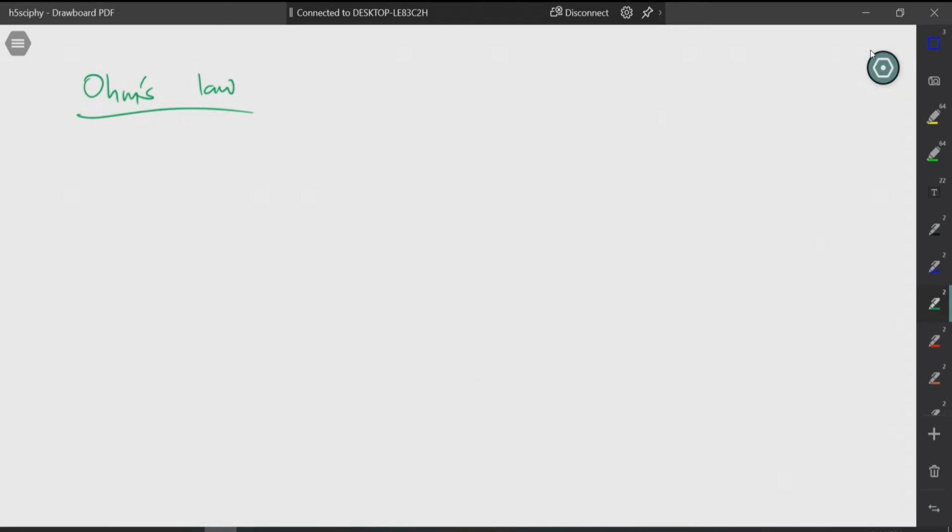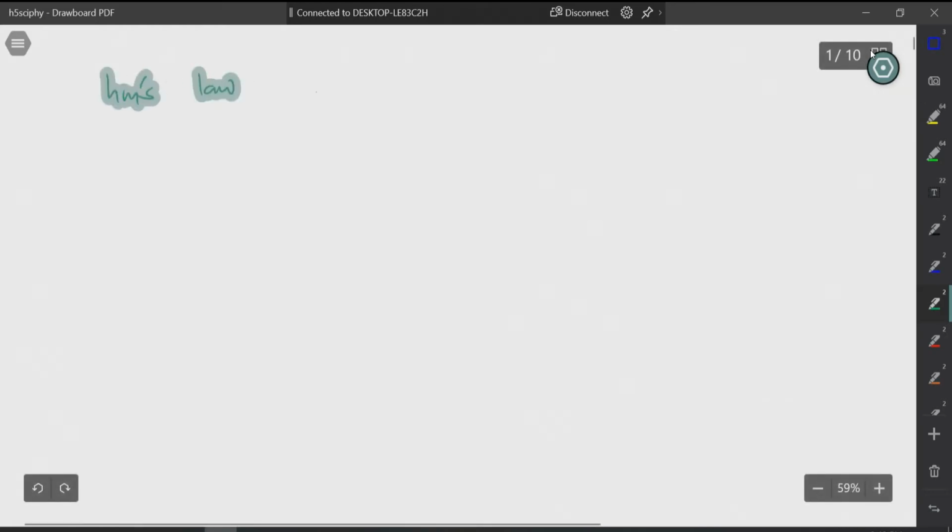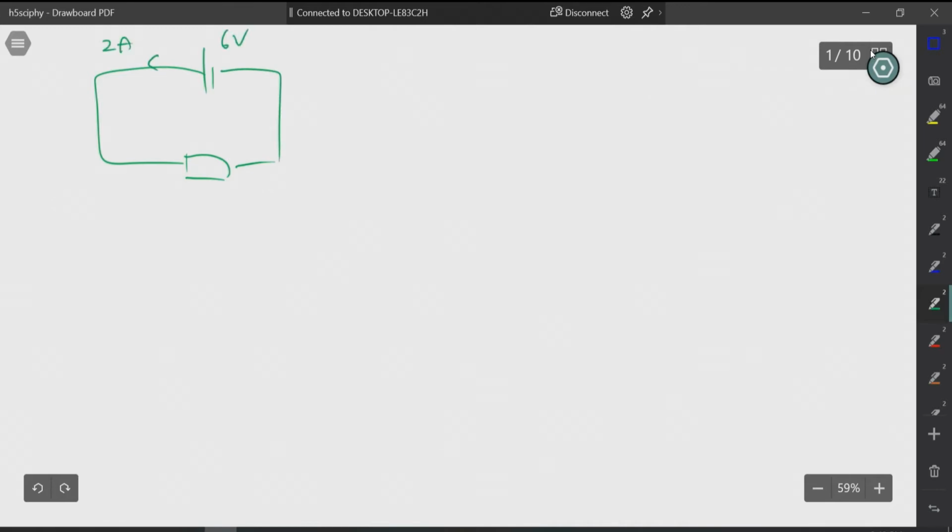Now, second thing, we actually want to talk about resistance as a unit on its own. Okay, so before we start on Ohm's law, let me talk on the easier one, which is actually resistance. Okay, so as we know, if I have a circuit here, I have a resistor here. Let's say this is 6 volt and this is 2 ampere. By now you should know that V equals IR.